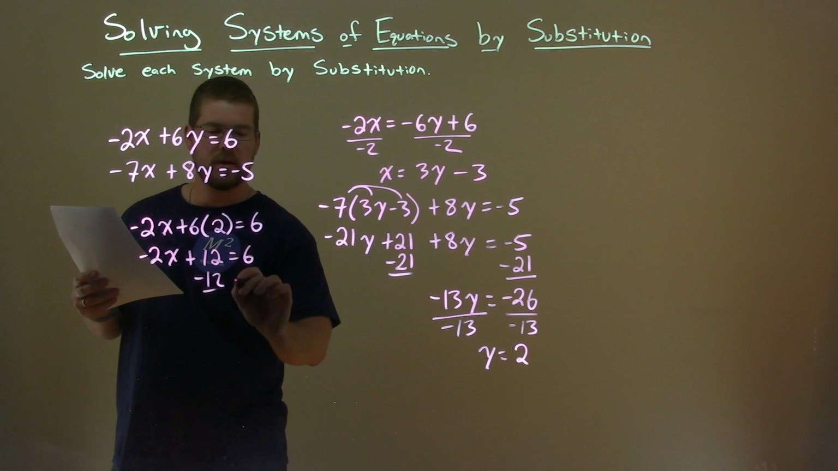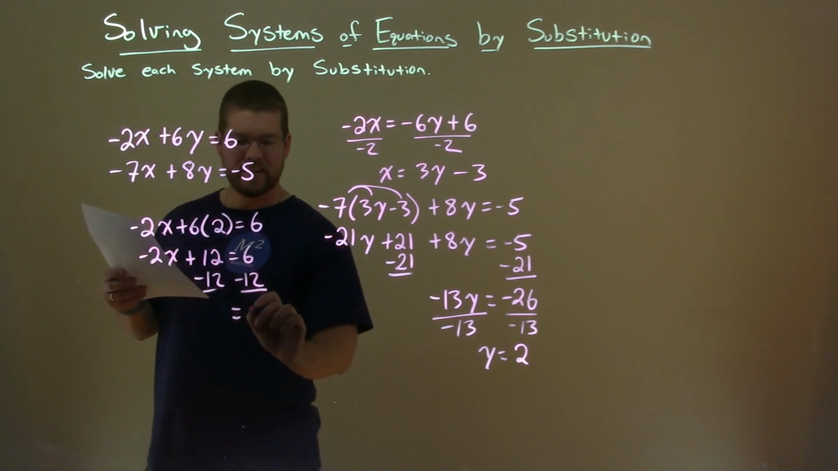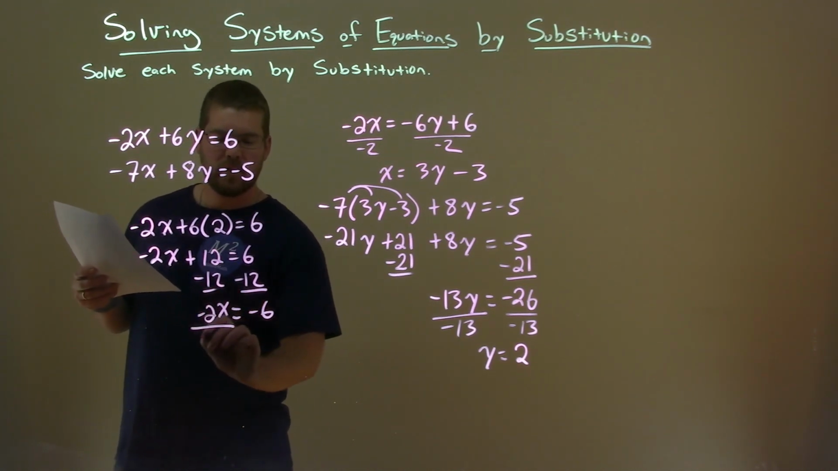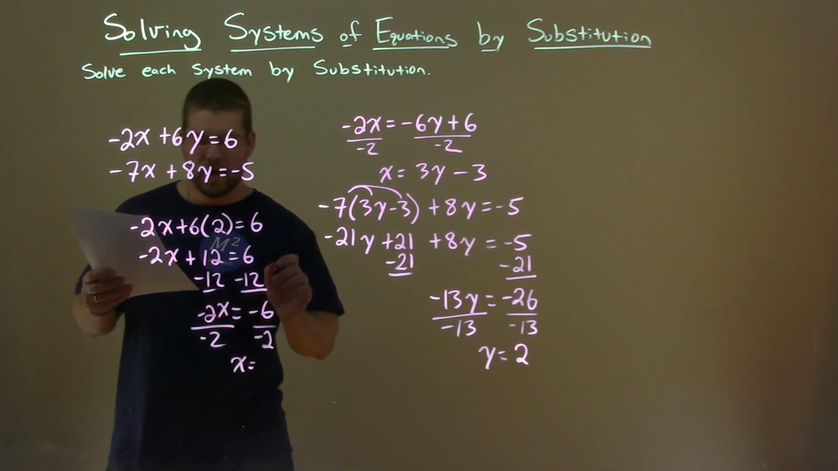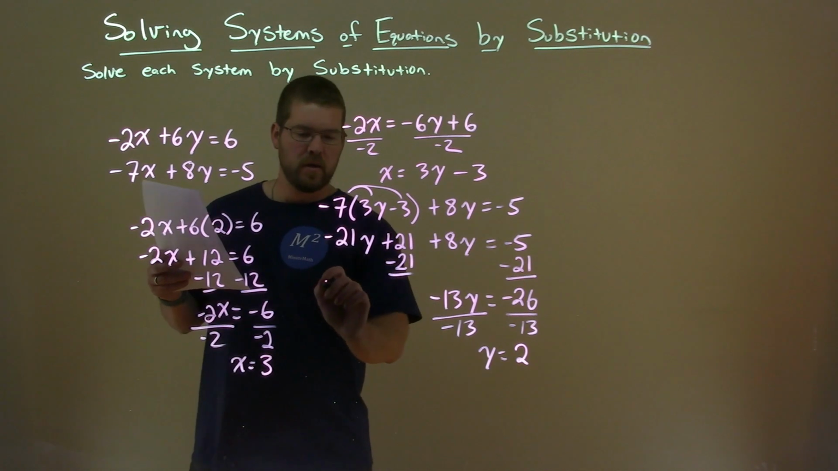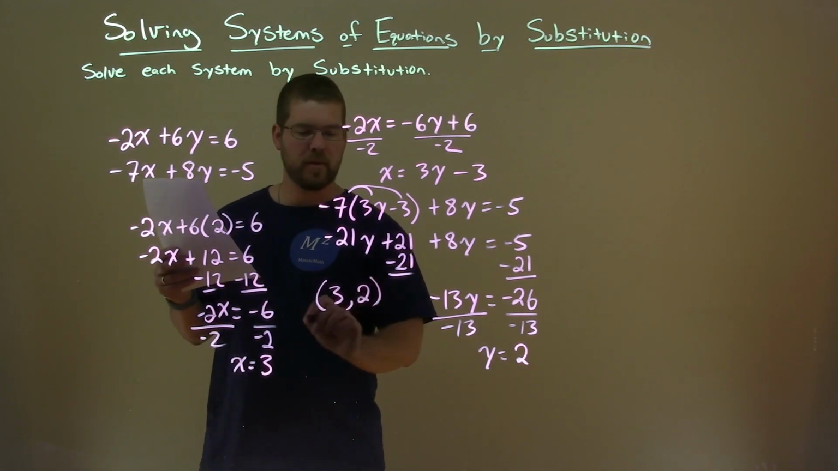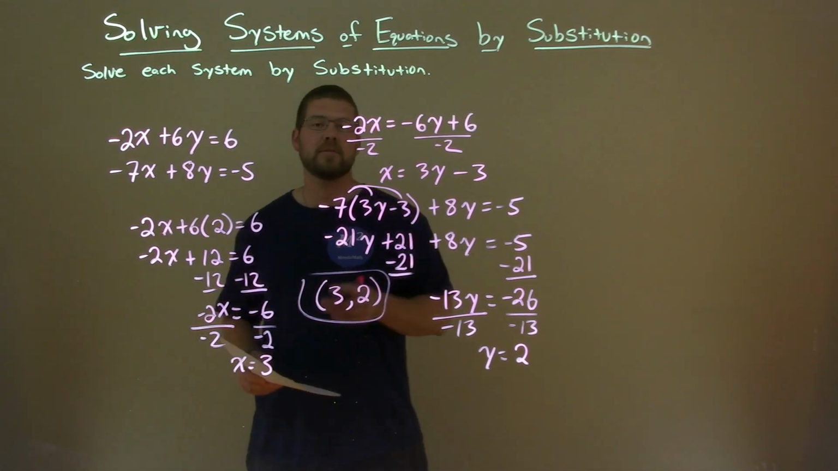Subtract a 12 to both sides. And 6 minus 12 is a negative 6, and then negative 2x comes down. Divide both sides by negative 2, and x equals negative 6 divided by negative 2, positive 3. So our value for x is 3, y value is 2, and we're given the coordinate point now, 3, 2, and that is our final answer.